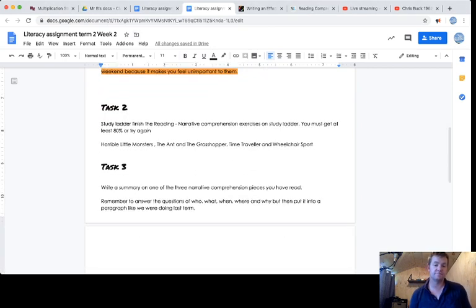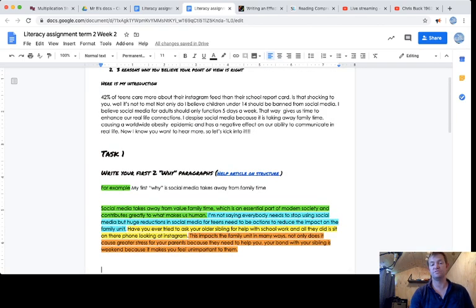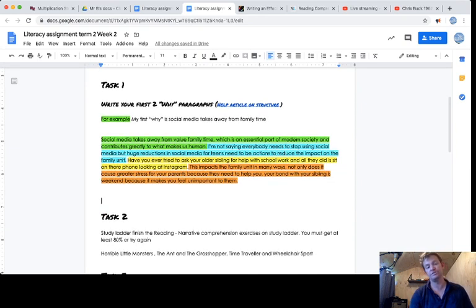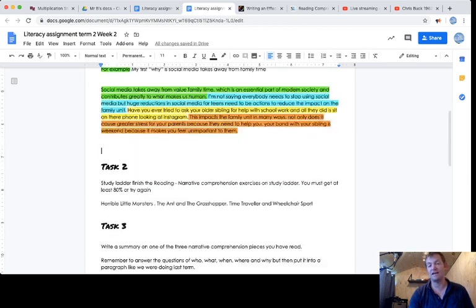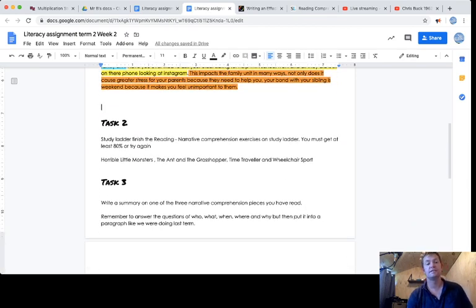The next thing's really easy. Okay, so task 1 is huge. You've got to write 2 paragraphs using a new format. I want you to try your best. That's what I'm valuing the highest at the moment.